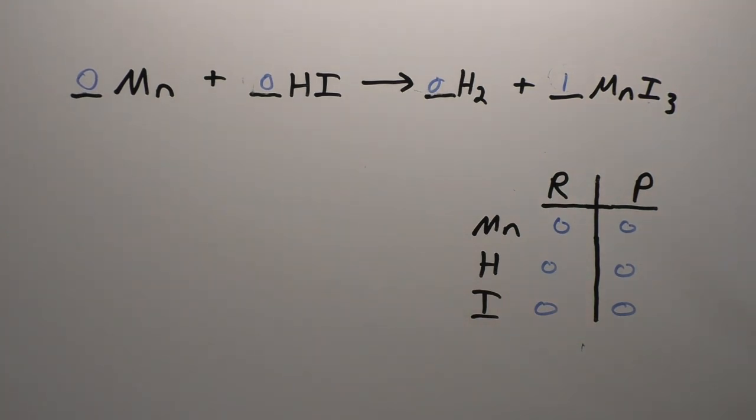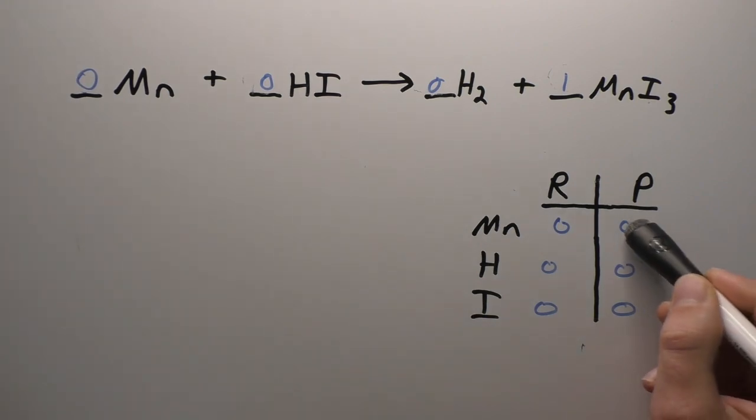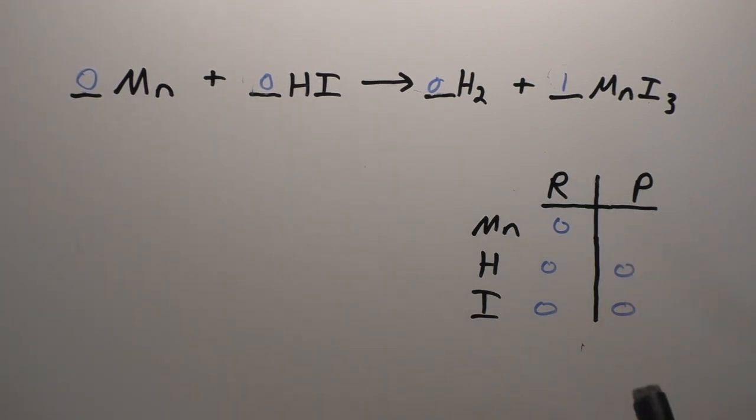In giving the manganese 3 iodide a coefficient of 1, we've changed the number of manganese atoms and the number of iodine atoms on the right-hand side of the equation. We no longer have 0 manganese. We no longer have 0 iodine.